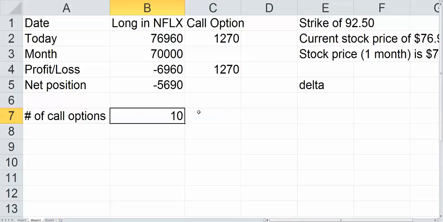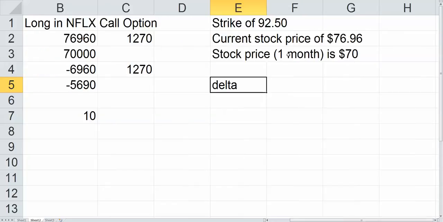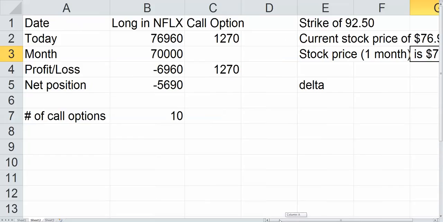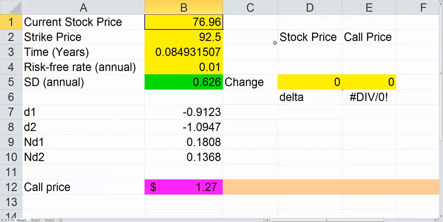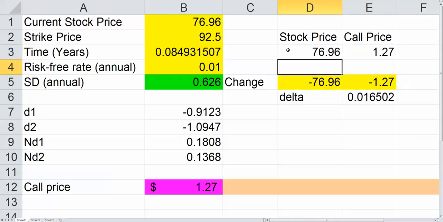To calculate that, what I need to do is look at the delta, and that again is how much the call option changes in value, depending on how much my underlying stock changes in value. I think my stock is going to drop from, let's say, 76.96 to 70. And what I like to do is see what happens to the value of the call option in that case. So at 76.96, the call was valued at $1.27. I'm just using the worksheet that I used in the first example to calculate deltas.